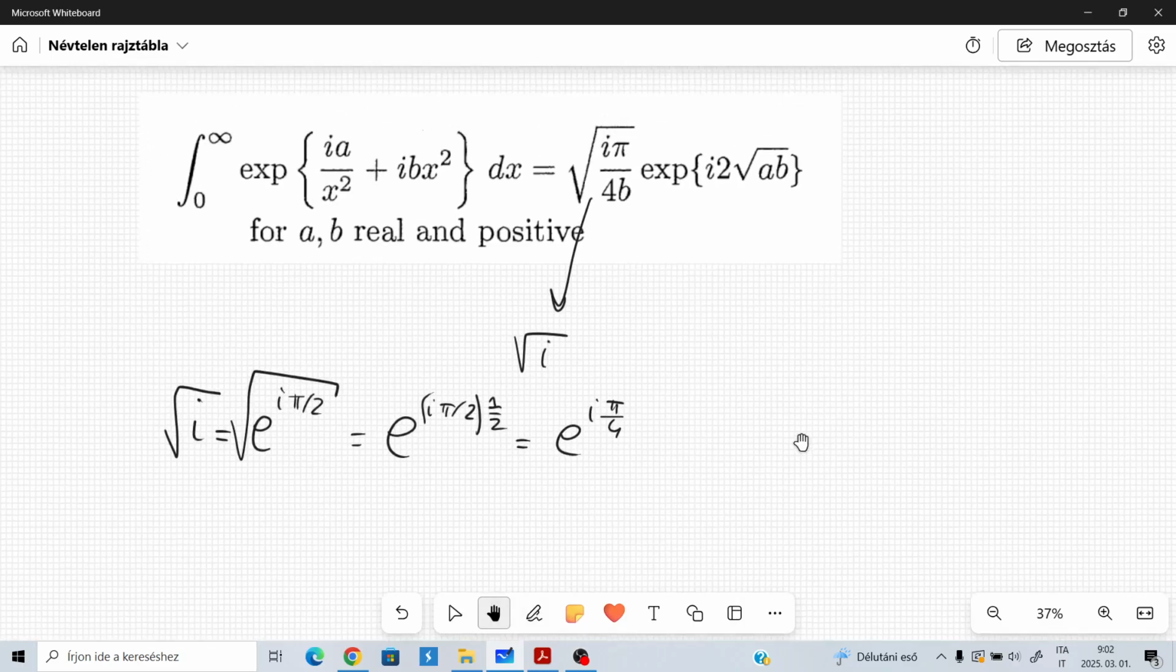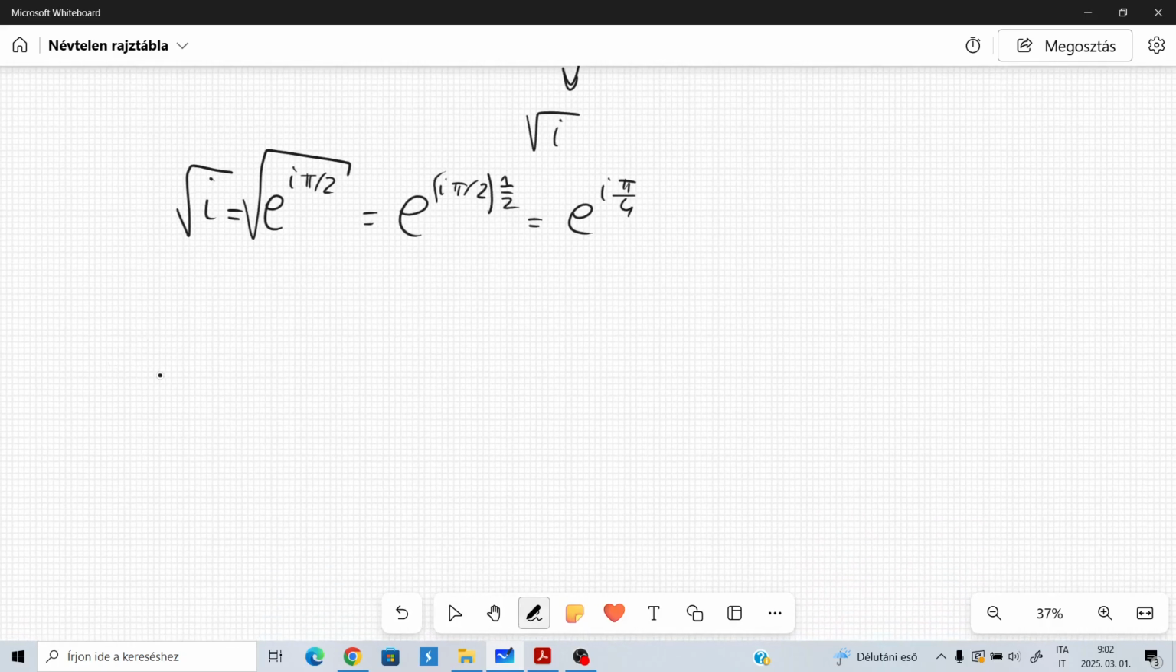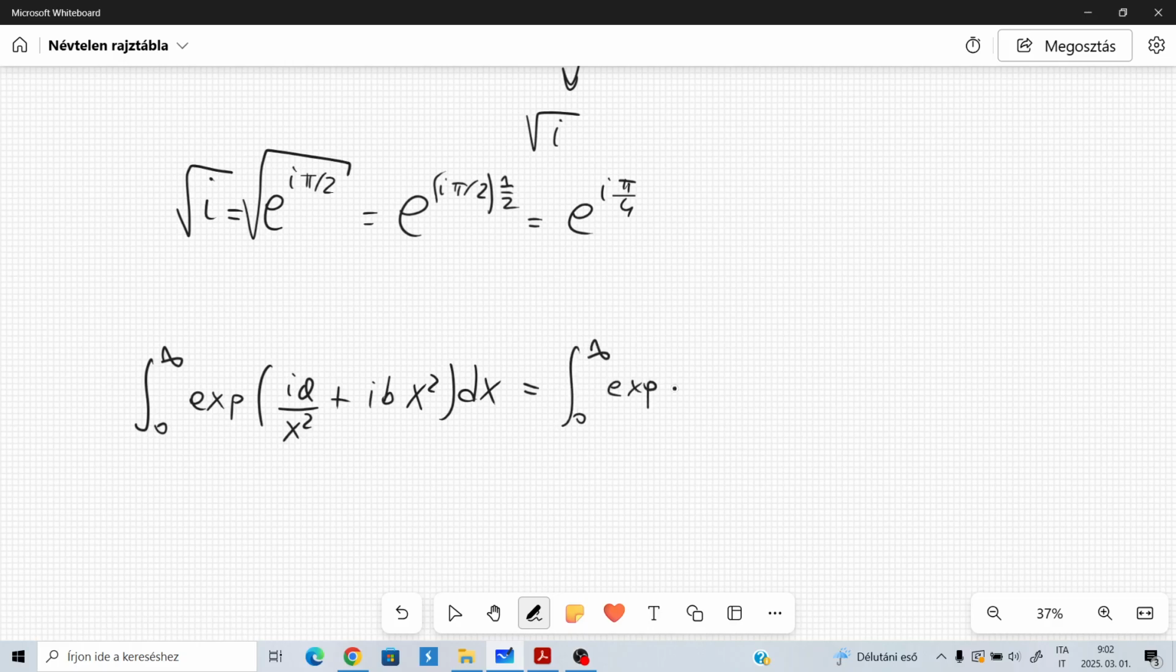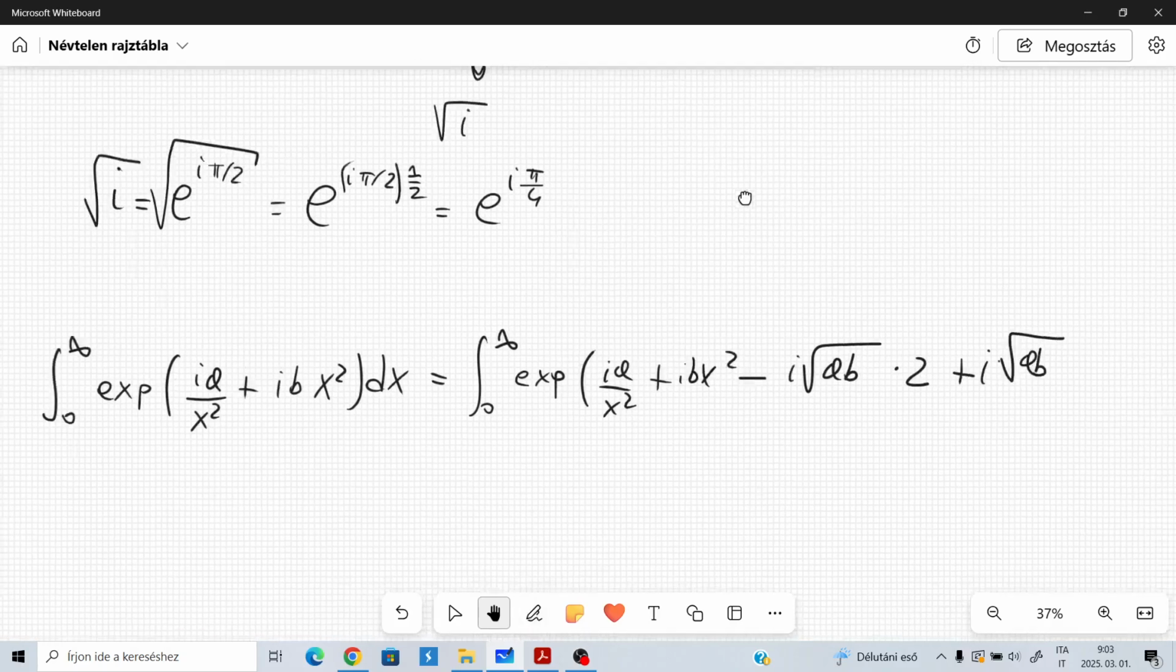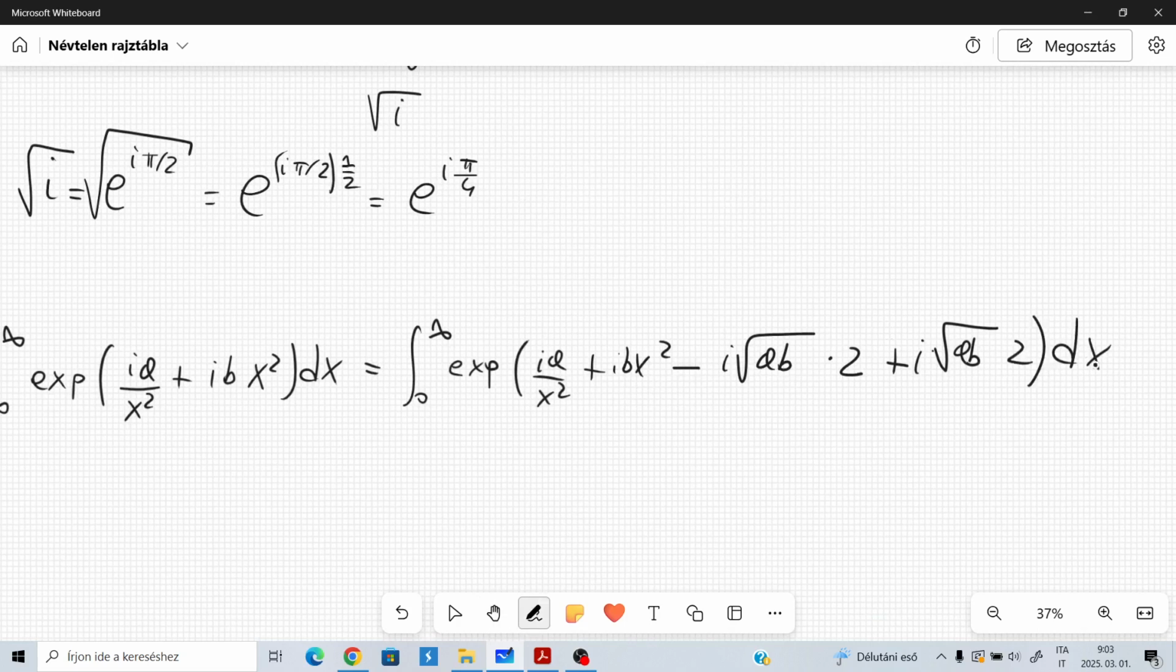I will start from this expression here. Of course, this is the starting point, and let's rewrite it. So we have an integral from 0 to infinity, and then we have the exponential of i a over x squared plus i b x squared dx, and this is equal to, so now I will rewrite the argument of the exponential by adding and subtracting the same term. So here I have these two terms. Then I will subtract 2 times the square root of ab, and then I have, of course, to add the same quantity. So square root of ab, multiplied by 2. So this is very simple algebra. There is nothing mysterious about it.